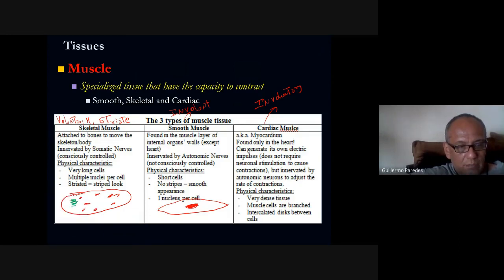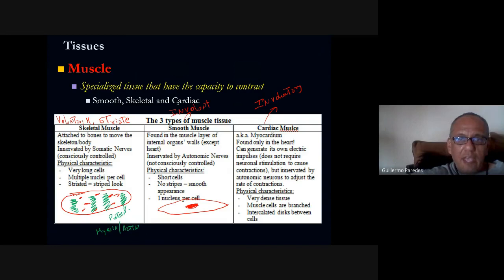striations here. That's why it's called striate. And what is going to contain these striations? They're going to contain the proteins. Which proteins, that we talked about before, are myosin and actin. Myosin and actin. Meanwhile, the smooth muscle does not have striations.